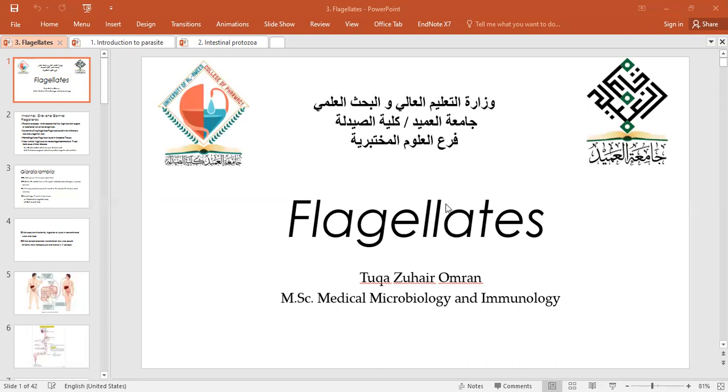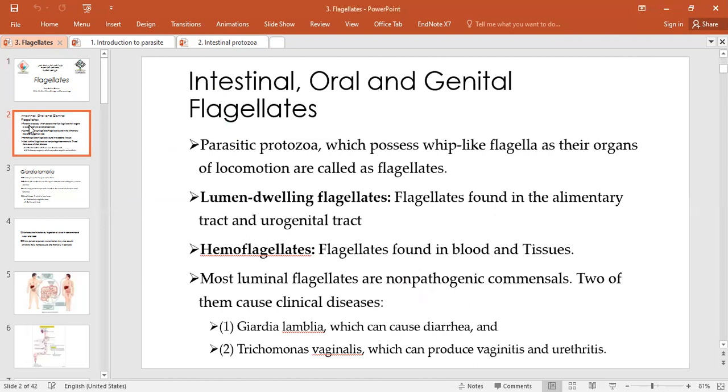Today's lab will talk about the flagellates. There are many flagellate types of parasites. Here, we'll study two of them, Giardia and Trichomonas vaginalis, the intestinal, oral, and genital flagellates. They are parasitic protozoa which possess a whip-like flagella as their organ of locomotion. The parasites are called flagellates because they have a long hair-like flagella, resembling hair on their body, and they use it for motility.